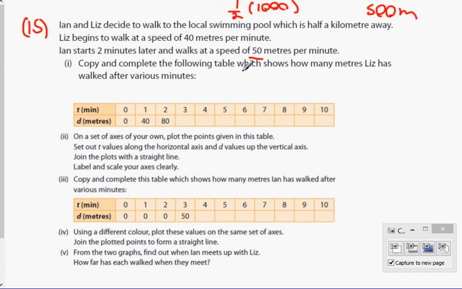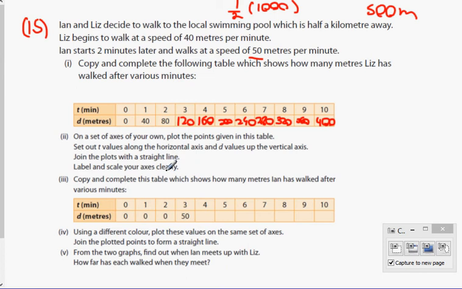Copy and complete the following table, which shows how many metres Liz has walked after various minutes. It goes up in how many? 40 every minute. 280, 320, 360, 400. Okay. On a set of axes of your own, plot the points given in the table.